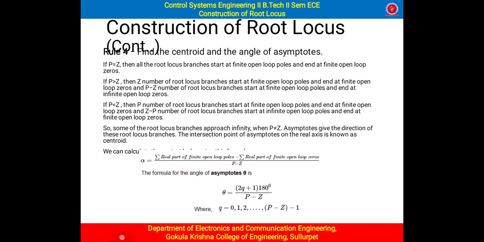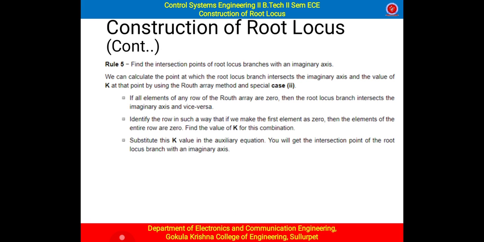And the centroid alpha is equal to the sum of real parts of finite open loop poles minus the sum of real parts of finite open loop zeros, divided by the difference. So we use this centroid to find the location where the branch is moving towards infinity from the real axis. We will discuss these along with examples in the next video.